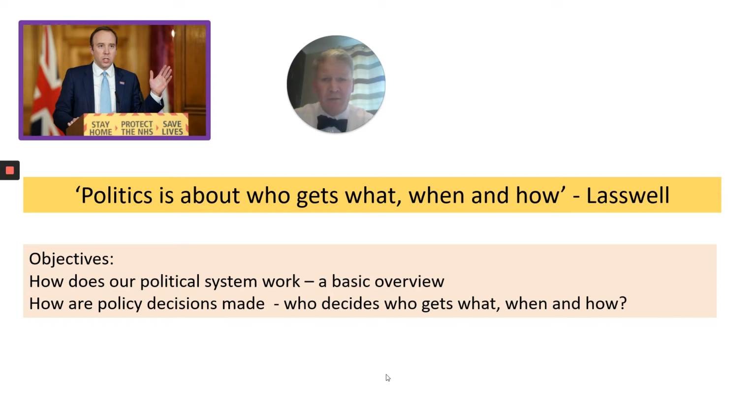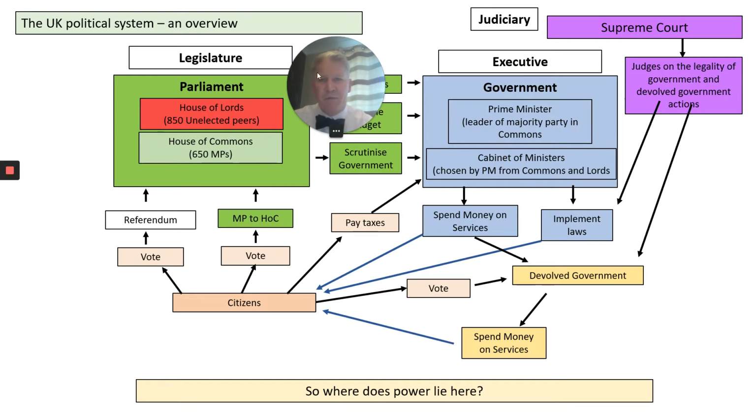Two key objectives. What we're going to find out first of all is how does our political system work? Give you a bit of a basic overview, and then see about how policy decisions are made. Who decides who gets what, when do they get it, and how do they get it? Okay, so let's start here.